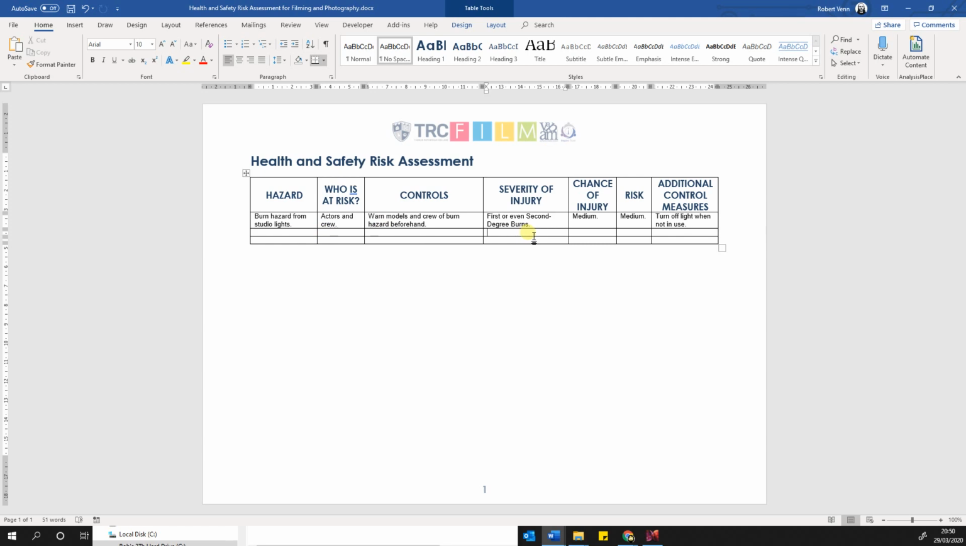Severity of injury. Well, they might get anything from grazes to breaks. Who knows? If you fall flat on your face and kill yourself... what's the likelihood of that happening? Not very high. So chance of injury, medium probably. Risk, medium. Additional control measures. Well, if there's a danger they might fall over, maybe I might put some gloves on them so they don't hurt their hands, or maybe I might give them some knee pads, or some elbow pads, or something like that.